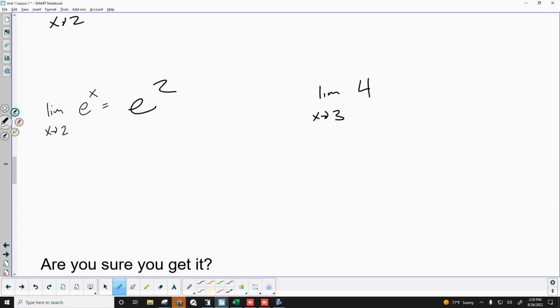All right, this one. What's the limit as x approaches 3 or 4? Talk to your neighbors. Don't shout it out so everybody hears you. It's a funny one, isn't it?